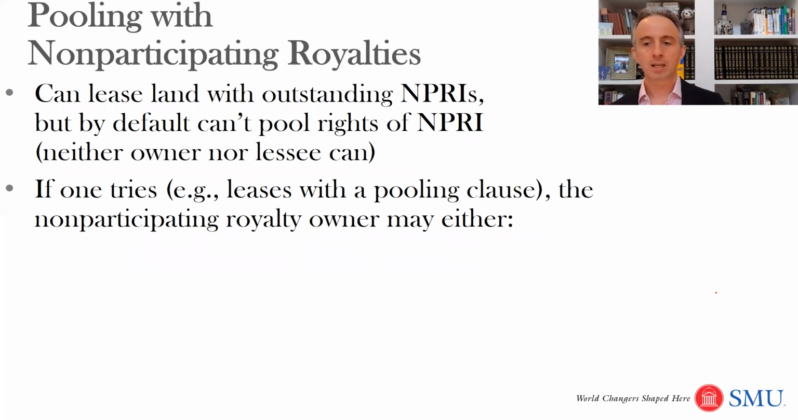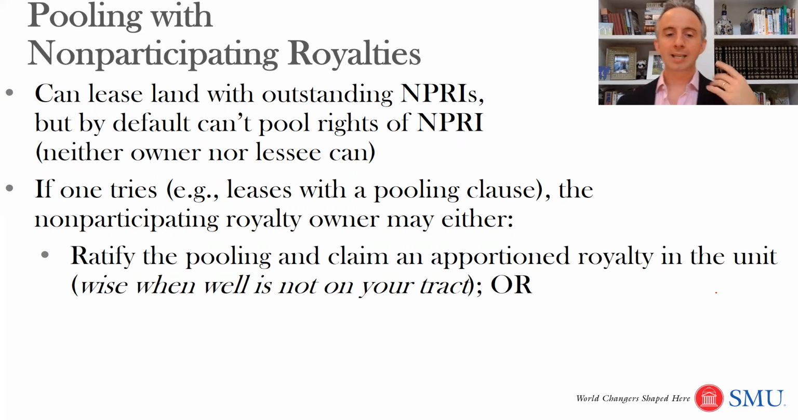So if you lease with a pooling clause and don't say anything about this non-participating royalty interest holder, then again, just like we saw in London versus Merriman, the non-participating royalty owner can either ratify the pooling and say, you know what, yeah, I want you to pool because the production is happening, as it did in London versus Merriman, not on my tract. So I'd like to be pooled with them, so at least I get a share of that production.